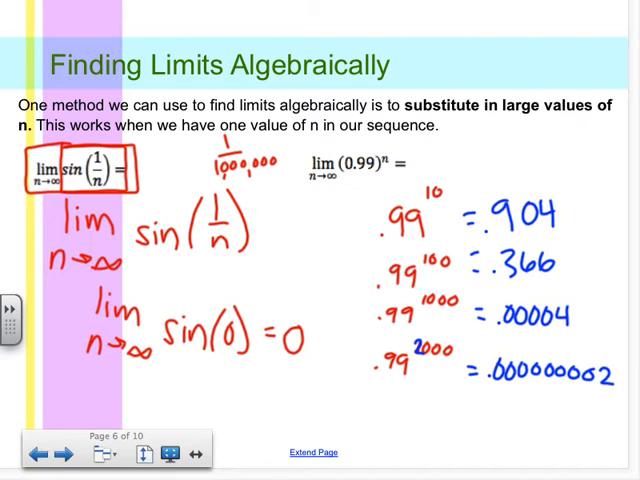After I use my calculator and plug in all those values, this is what I'm seeing. As my n values get large, 10, 100, 1,000, 2,000, my number's getting closer and closer to 0. So if I graph 0.99 to the n, I would see on the graph that it's getting closer and closer to 0. Again, you could plug that into Desmos. Just do 0.99 raised to the x, and you should see as you go farther and farther right, it should home in on the value 0.